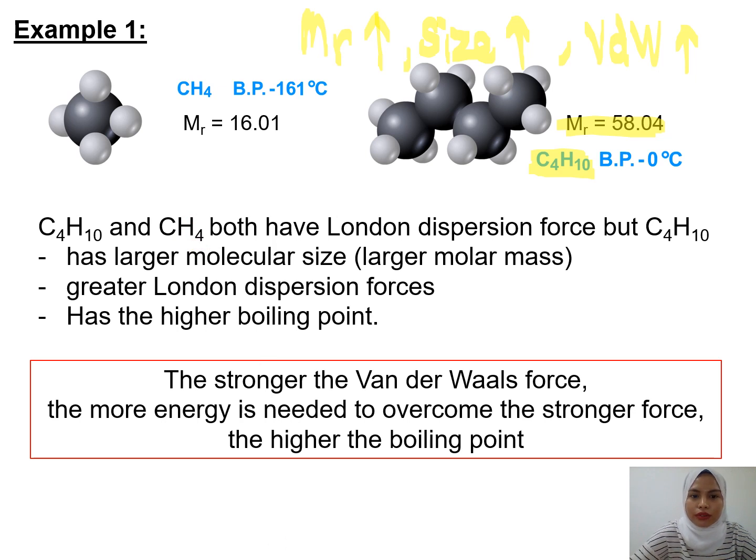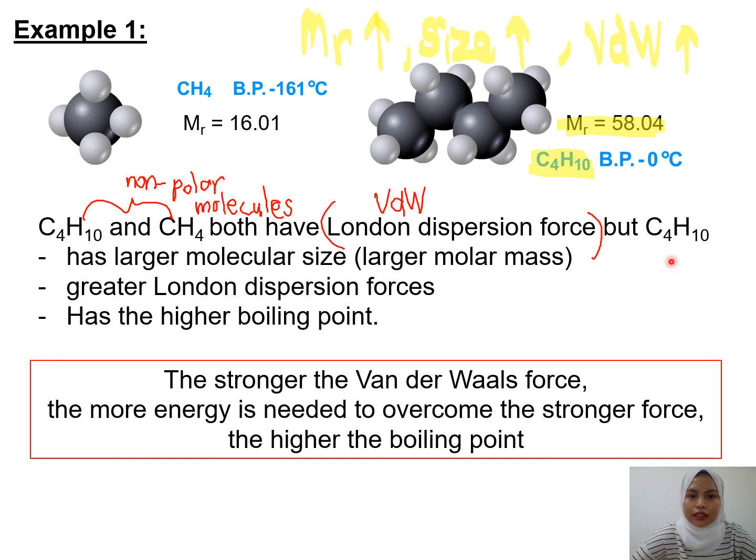Okay, dua-dua ni adalah non-polar molecule. So bila mereka non-polar molecules, makanya mereka hanya akan ada London dispersion force type of attraction, ataupun dia tergolong di dalam van der Waals forces type of attraction, which is London dispersion force. Tetapi C4H10 punya molekul ni dia ada higher boiling point than CH4. Sebab apa? Sebab C4H10 dia punya molecular size dia besar daripada CH4.